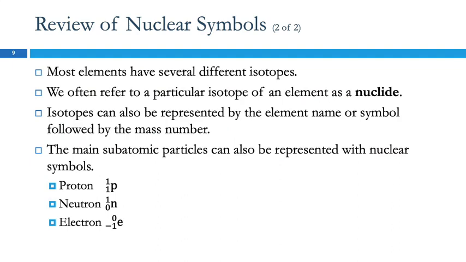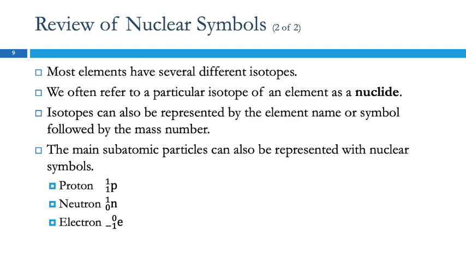Most elements do have several different isotopes. We learned about those also in Chem 1A. And you cannot tell which ones there are just by looking at the periodic table. When we're referring to a particular isotope of an element, we'll often call it a nuclide. So a nuclide is one specific isotope of a given element. So we can represent those nuclides with their nuclear symbols that we just looked at.